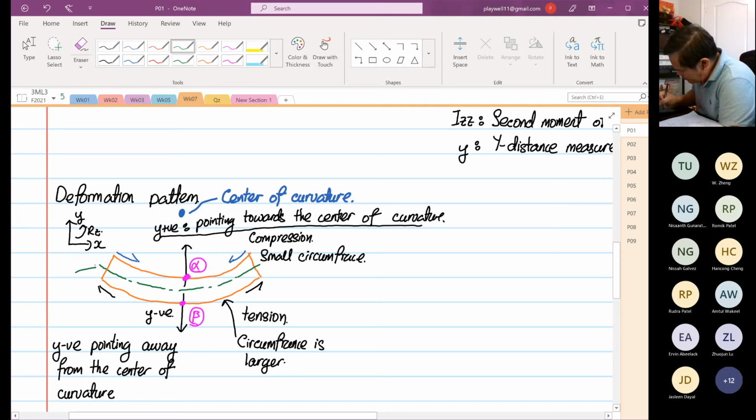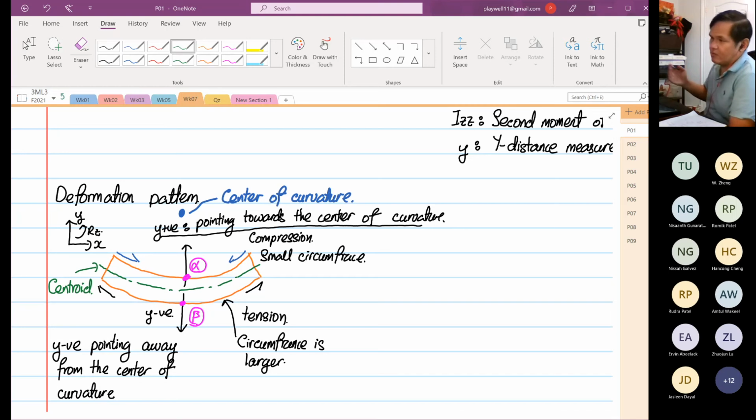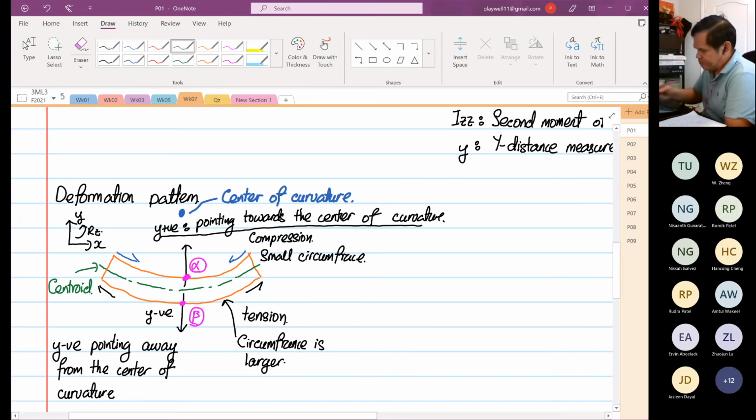And this chain line is known as our centroid. Okay, so you all now know what a centroid is. Before our class started, someone was asking about the centroid: how come we never find the centroid, or the Y bar and the Z bar? So that is our centroid.